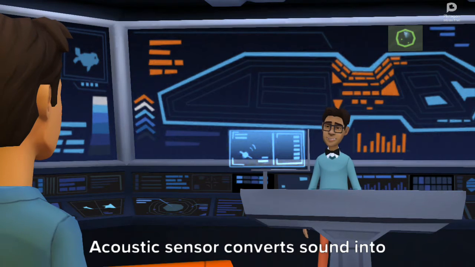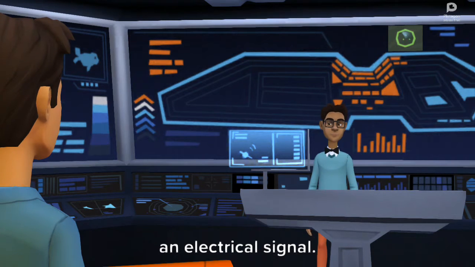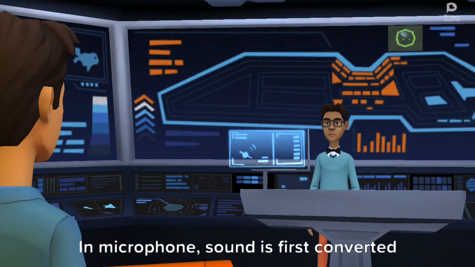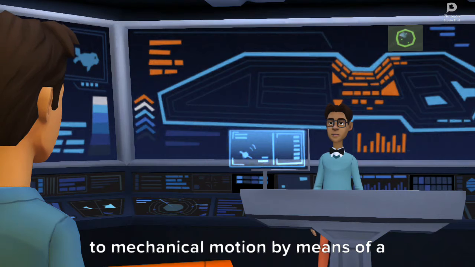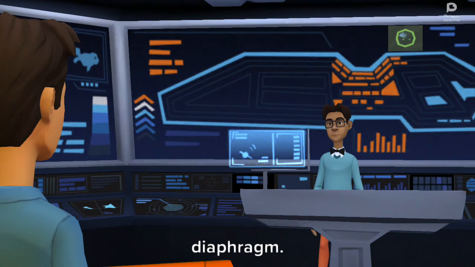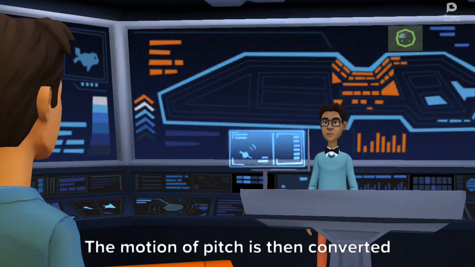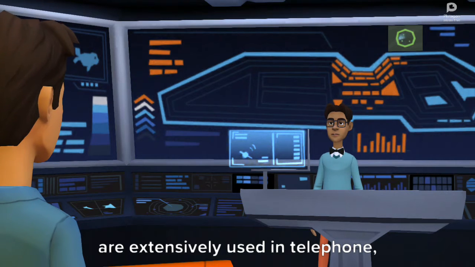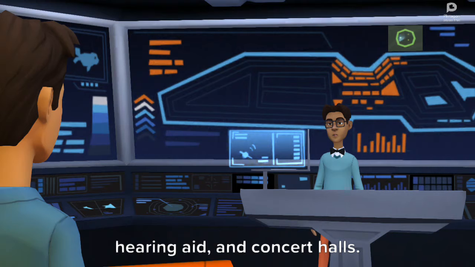An acoustic sensor converts sound into an electrical signal. Examples of this class of sensors are microphones. In a microphone, sound is first converted to mechanical motion by means of a diaphragm. The motion of the diaphragm is then converted into an electrical signal. Microphones are extensively used in telephones, hearing aids, and concert halls.